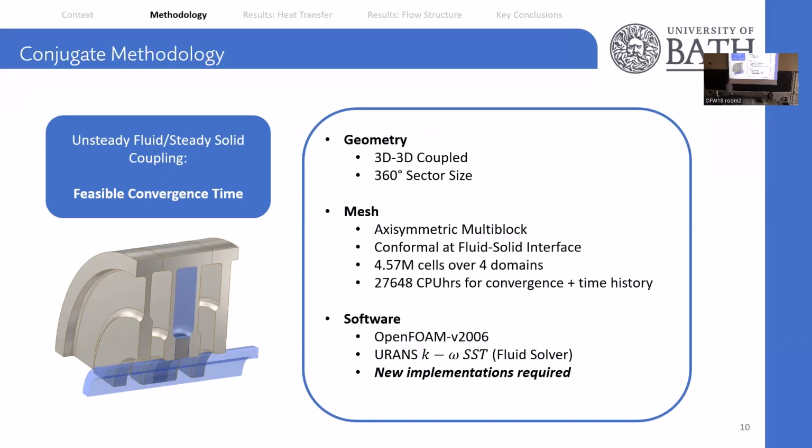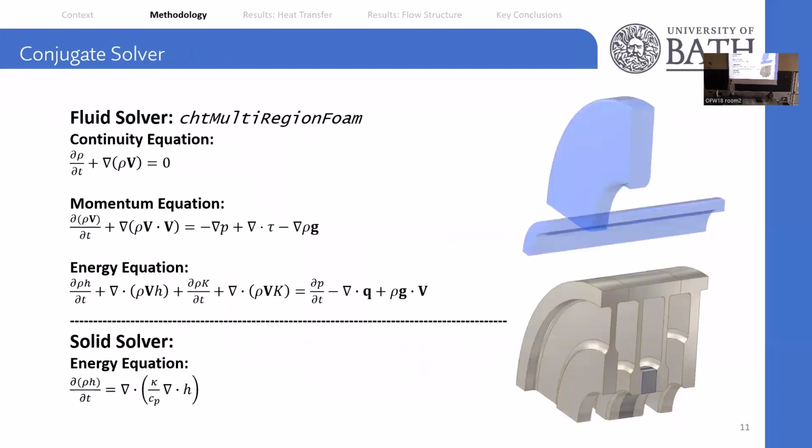OpenFOAM version 2006 was used with the unsteady Reynolds-averaged Navier-Stokes equations in the compressible form with the k-omega SST turbulence model. However, some new implementations were needed to help solve this, and I'll just go through those now quickly. The first one was the conjugate solver. The available one in OpenFOAM 2006 is chtMultiRegionFoam, and this solves the equations in the absolute frame of reference.